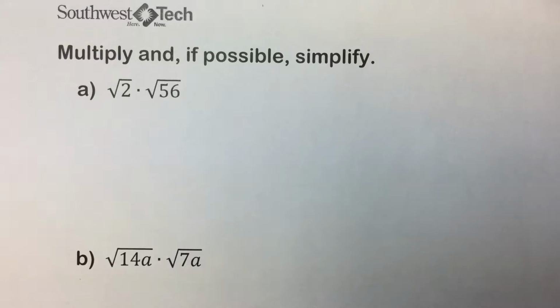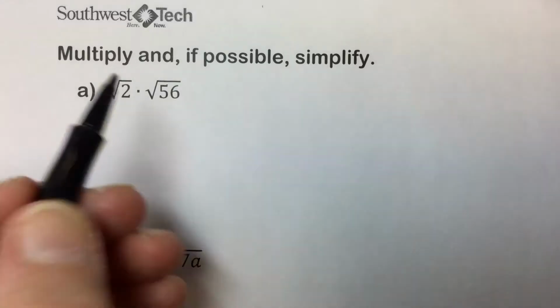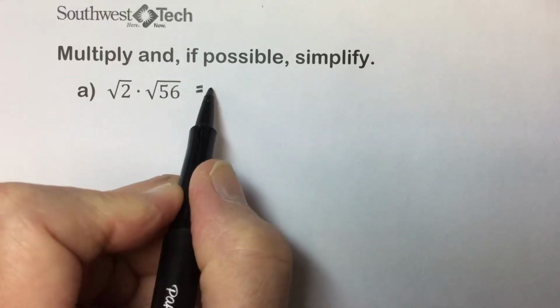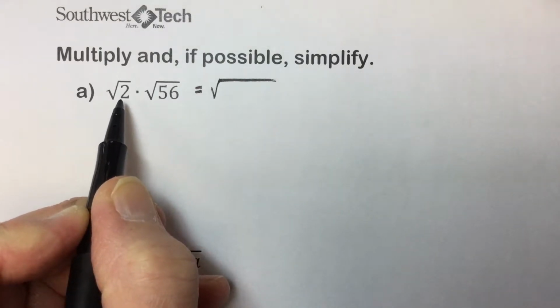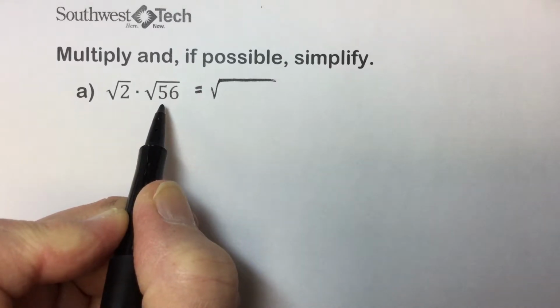In this video, we'll take a look at multiplying radicals and recognizing that we may be able to simplify after multiplication. To do so, we try to identify any perfect square factors of the radicand. So using the product rule, we would multiply these two radicals together, which states multiply the radicands together.